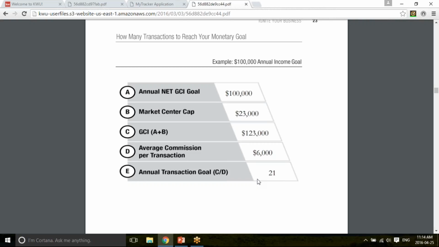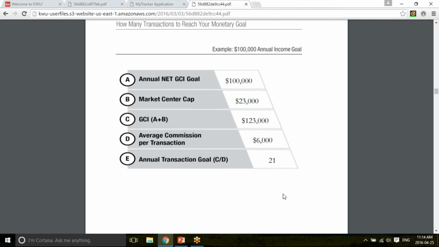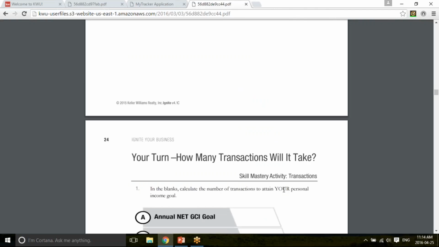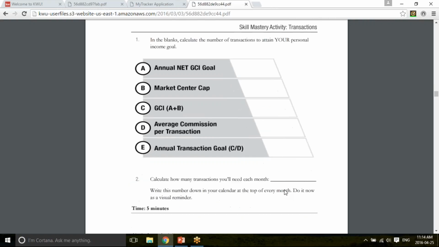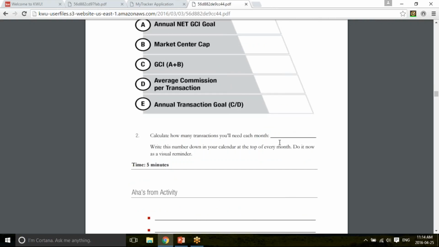Okay, so we're going to flip over to page 24 in your book. Anyone who's taken my courses on goals or business planning will remember this. The next piece here is number 2 across this page, where it says, how many transactions do you need each month?